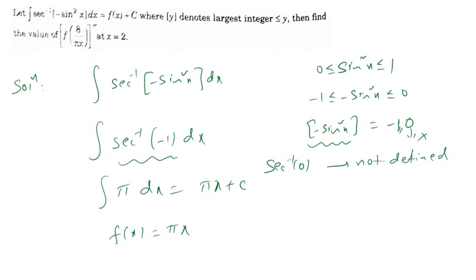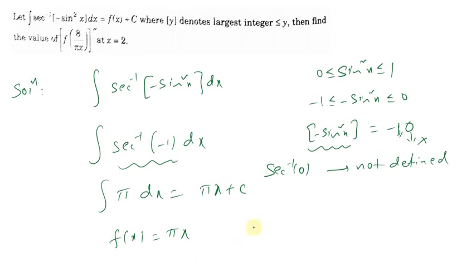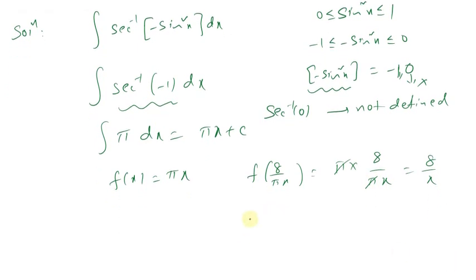Now what we have to calculate? f of 8 by pi x. f of 8 by pi x is equal to pi into 8 by pi x. So you are getting 8 by x. Now you have to calculate the double derivative at x equal to 2. Now the first derivative of f of 8 by pi x is equal to minus 8 by x square.